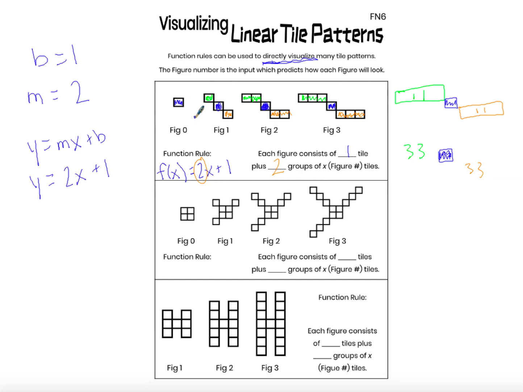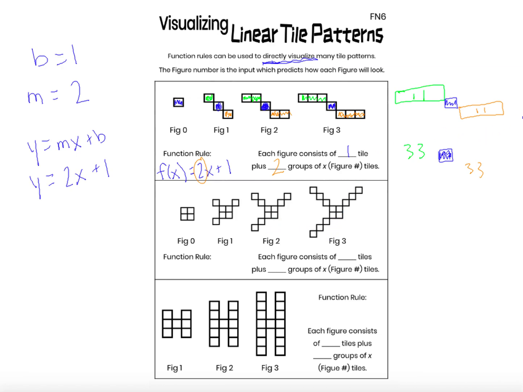Let's go ahead and use our old way of finding the function rule and then try to relate it to the tile pattern visually. Maybe you can just directly look at this and identify some groups of x, some groups of 1, some groups of 2, some groups of 3, and that's great.